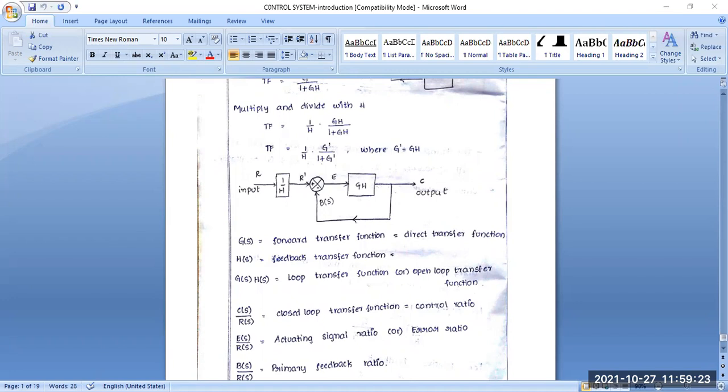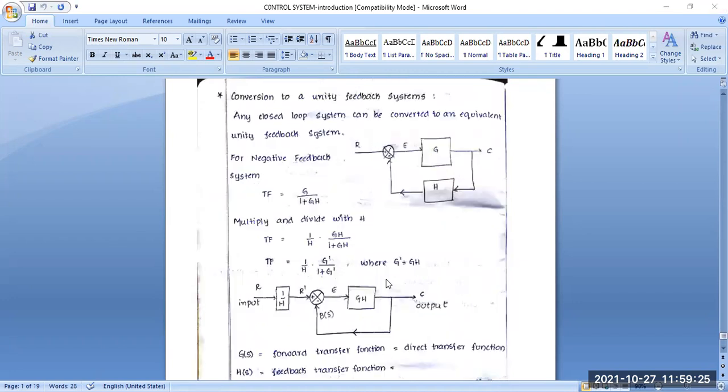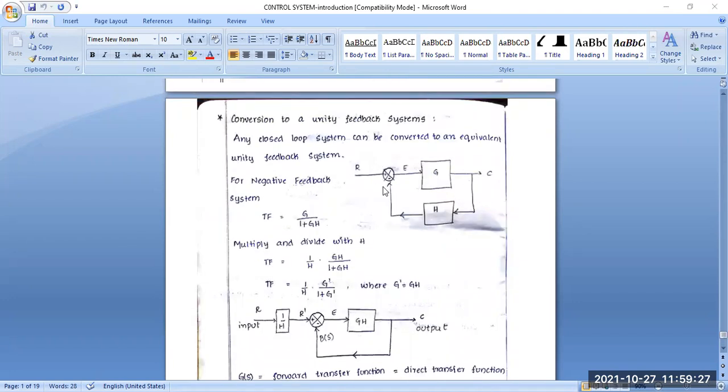Okay, so let me recall. This is basically one negative feedback circuit that we use here. These are the different input point and output point. This is the error point, where the error signal is calculated. This is the controller part, this is the feedback loop. So we can easily write the transfer function from this negative feedback circuit.